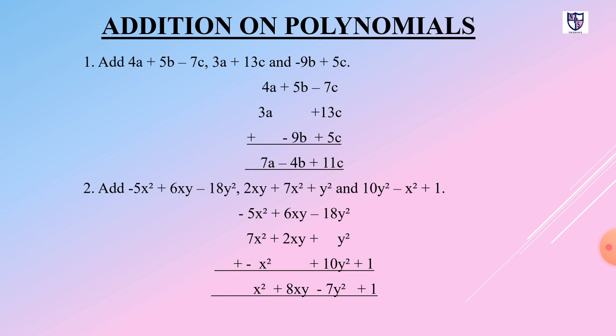Then we have 6xy plus 2xy. Here the sign of both terms is plus. Then we have to add the coefficients of both terms. 6 plus 2 is equal to 8xy.